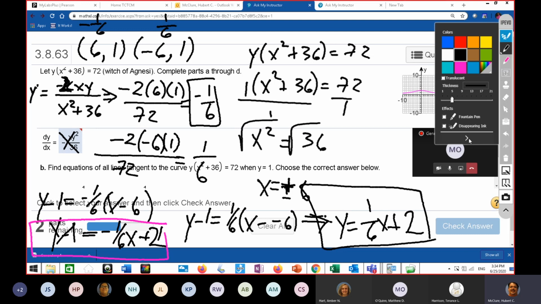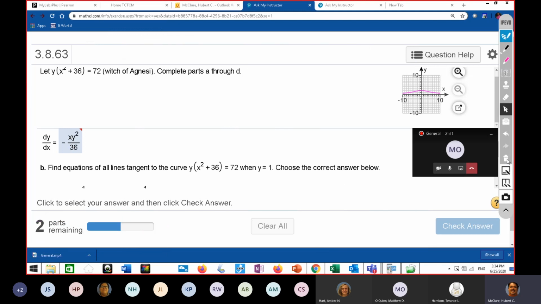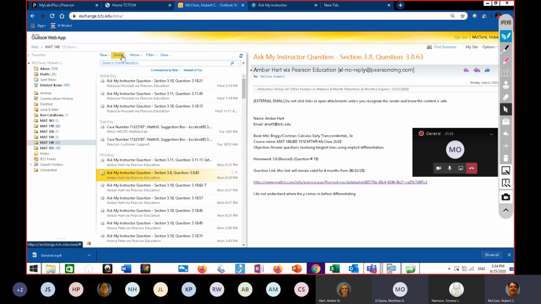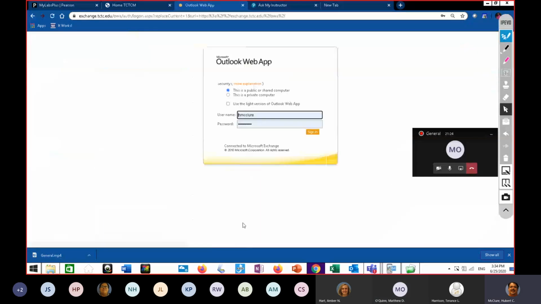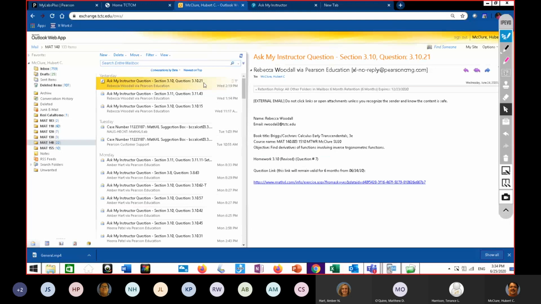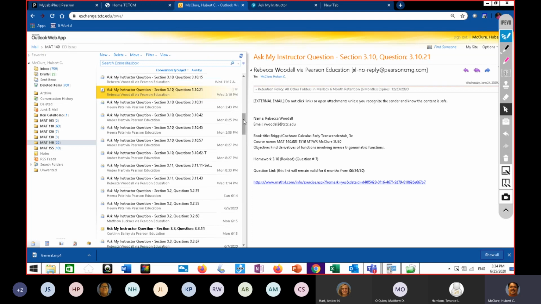Okay, let me go. That's the last 3.8, I think. And I waited to do that one last. So that's that one. So that leaves us with 3.10. So we'll go to 3.10. And I'm just going to see if I can do by subject, and maybe that might put them in order. Yeah, there we go. I'm so smart.